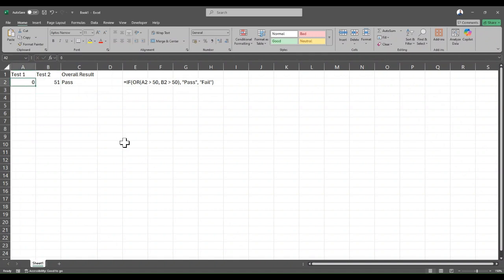But if both of them are greater than 50, it will still be a pass because OR means either one or both. So the only way to get the fail is if both of them are 50 or below. So if both of them are 50, 50 is not greater than 50, they will get the fail.